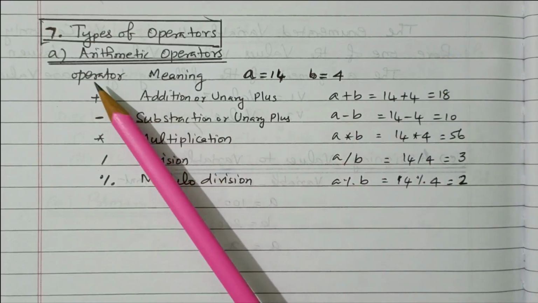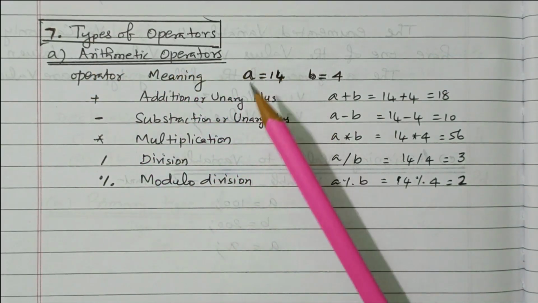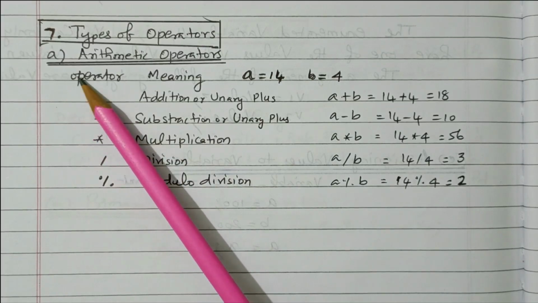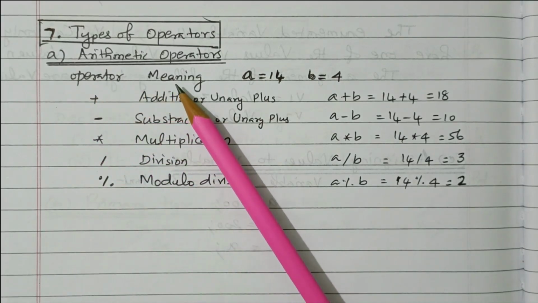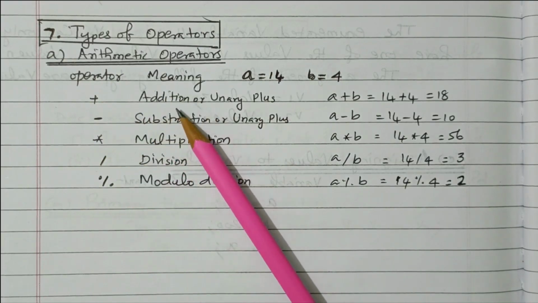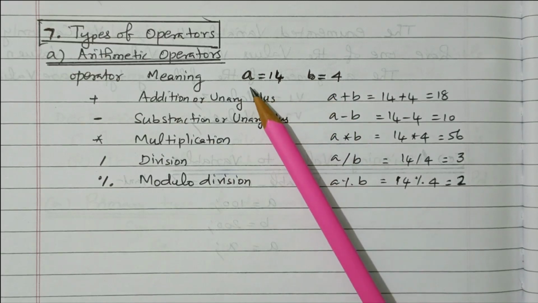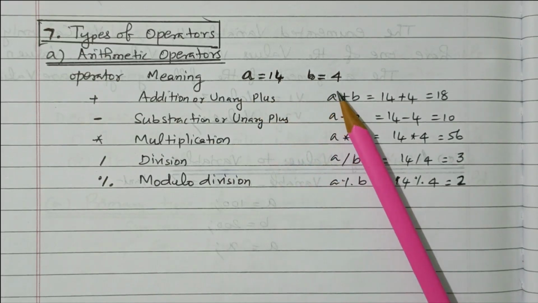Now we'll go to the topic. What are the types of operator available in the C programming? First operator is the arithmetic operator, used for addition, subtraction. Right? So this is the operator, the meaning for the operator. Let us take two variables a and b. A value is 14 and b value is 4.